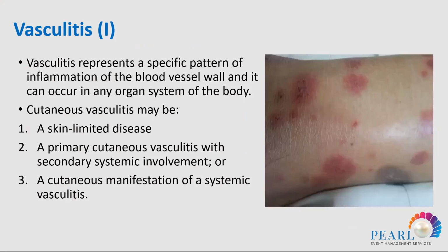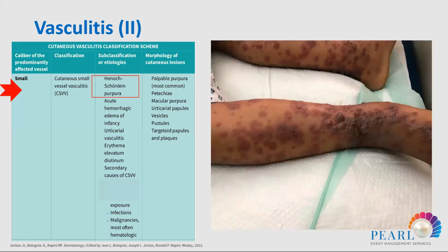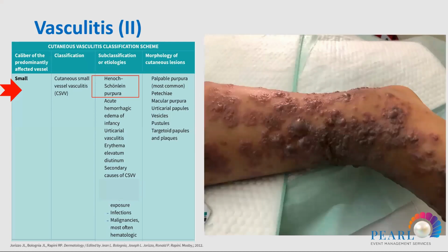And we can see, of course, the petechial rash and even the purpuric rash. And in some cases, it could be severe. Of course, we should categorize vasculitis depending upon the caliber of the predominantly affected vessel. If it's going to be the cutaneous small vessel vasculitis, ranging from acute hemorrhagic edema of infancy, also Henoch-Schönlein purpura, which we actually see commonly, patients may have palpable purpura. Sometimes it looks with blisters.